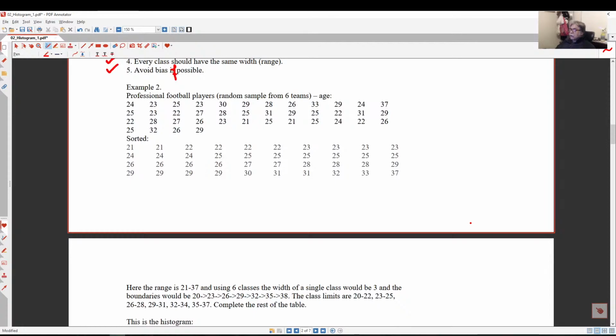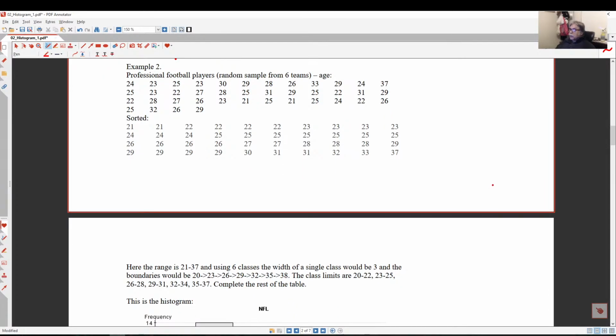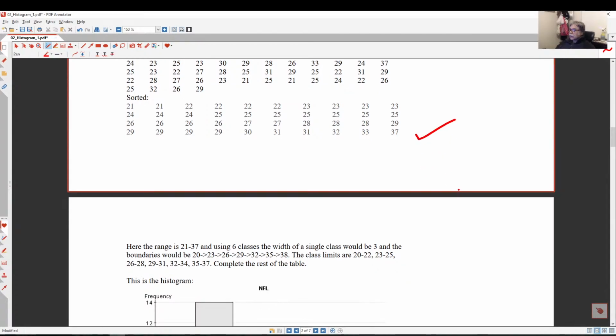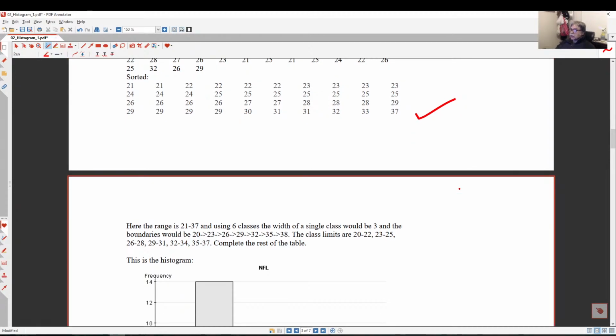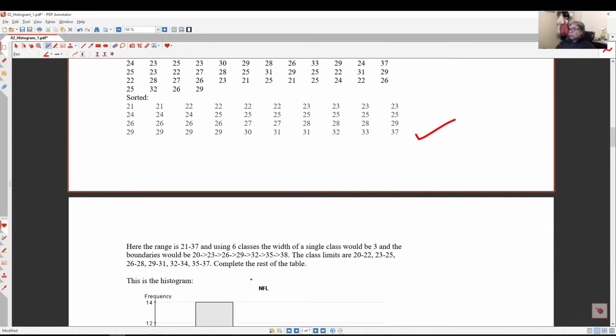Okay, here is another example of a histogram where the bias is more pronounced, so it's more of a problem. I have professional football players based on their age, a random sample of 40. First thing I did is to sort the data. The data has to be sorted before you start working on it because it's going to be much easier. The range of the histogram will have to cover the range of the data, which is between 21 and 37. The smallest in the sample is 21. The largest in the sample is 37.